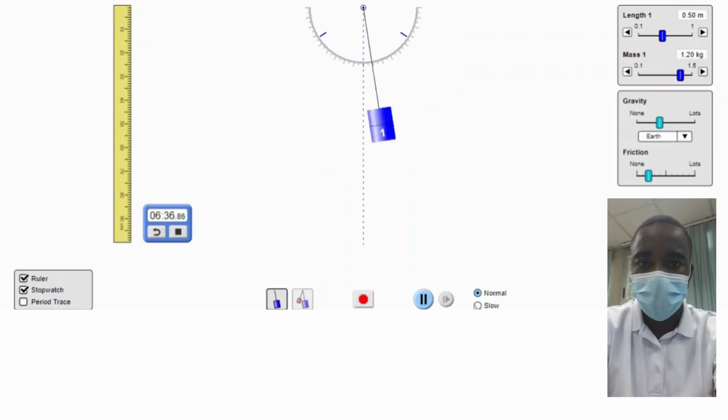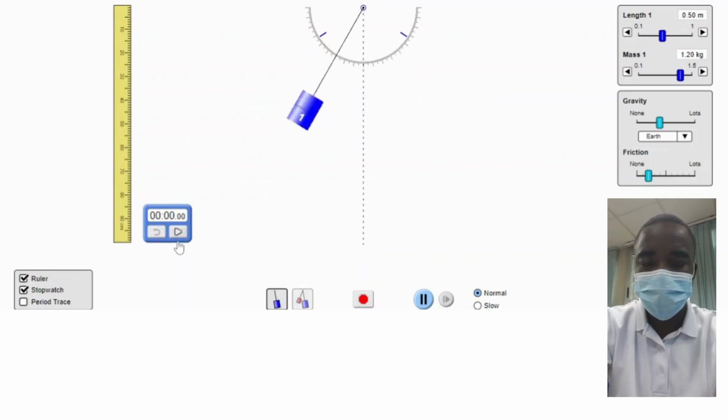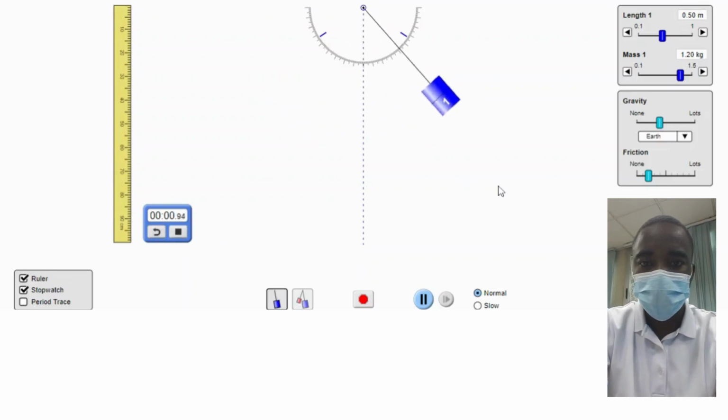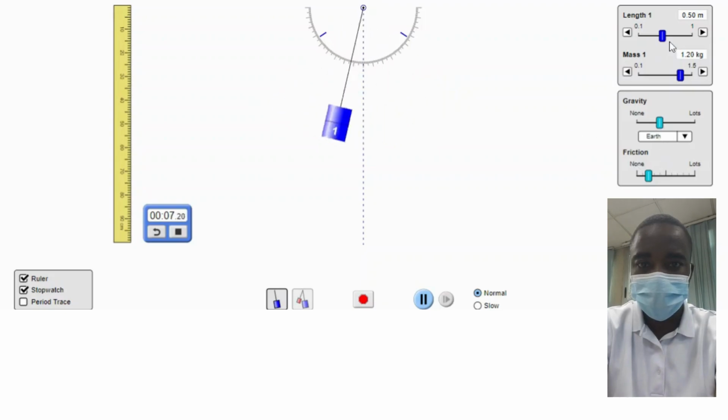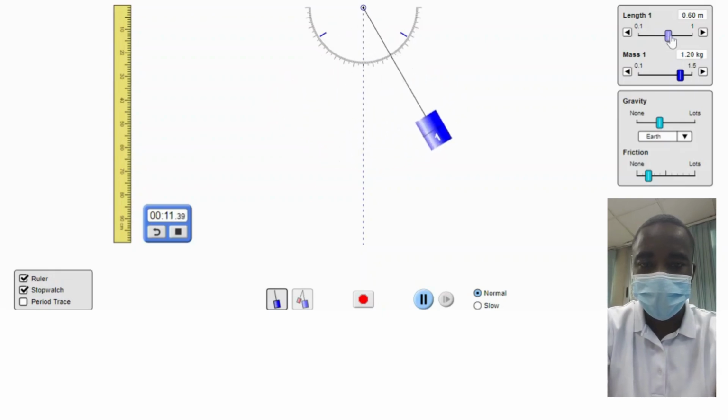The Pendulum Simulation is an interactive educational tool designed to help students explore and understand the principles of pendulum motion. By providing a hands-on approach to investigating the factors that affect the period of a pendulum, the simulation offers a comprehensive learning experience that covers fundamental concepts in physics.